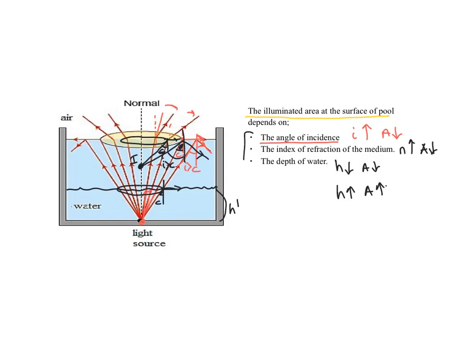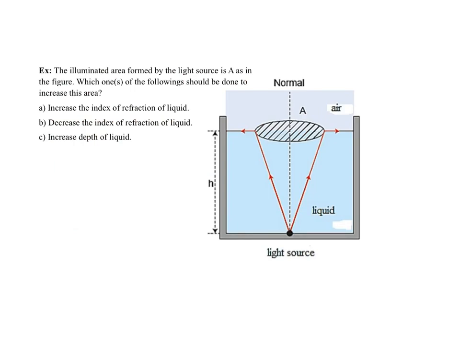We have these three effects that are important in the illuminated area at the surface of a pool. Now let's make an example about this. The illuminated area formed by the light source is A, as in the figure. Which one or ones of the following should be done to increase this area?